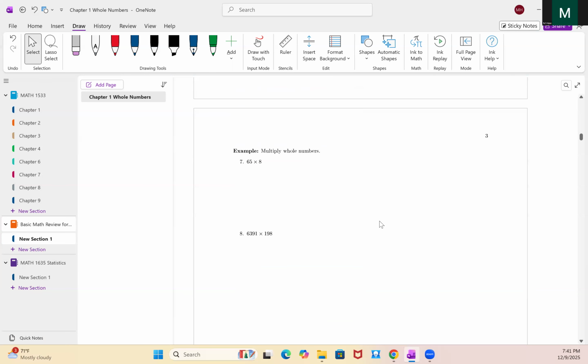So multiplying whole numbers. So we just multiply 6 times 5 times 8. So we multiply 8 times 5 is 40. We put the 0 down and carry over the 4. 8 times 6 is 48. And then we add the number that we carried over, which is 4. So 48 plus 4 is 52. So we put the 52 here. So this here is 520.